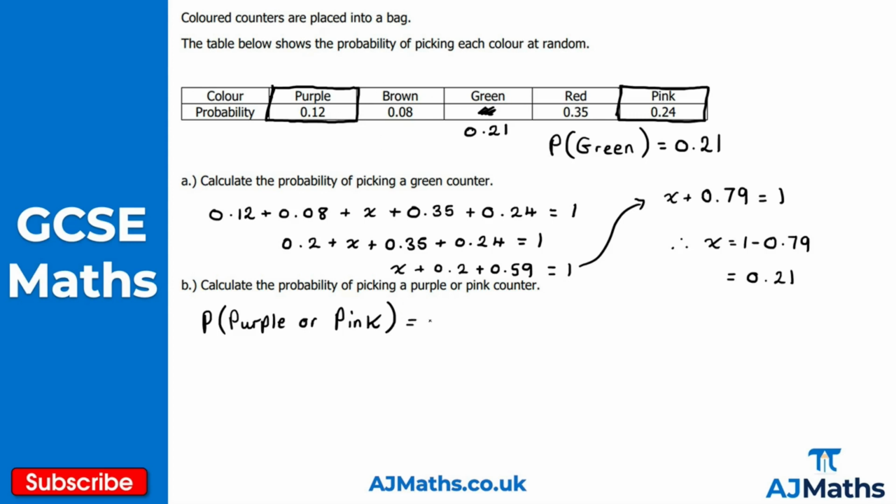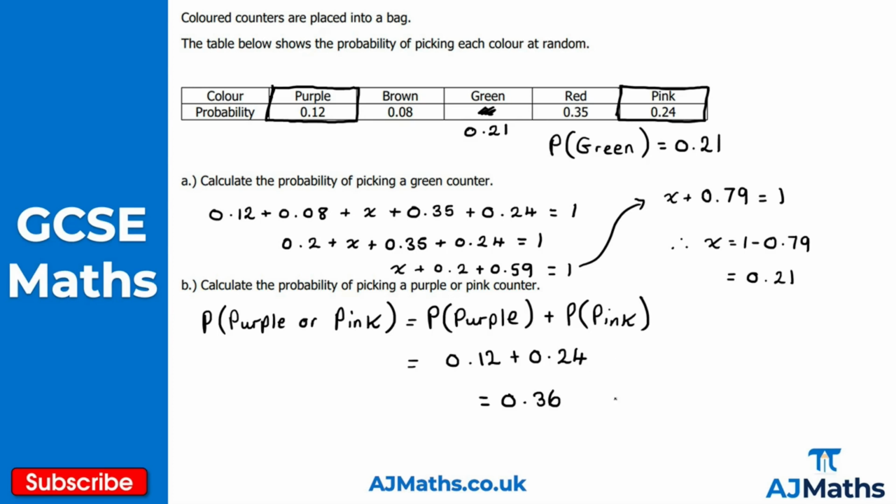So that's going to be the probability of purple plus the probability of a pink counter. You don't need to show quite as much detail as I'm doing here. You could just go straight into 0.12 plus 0.24. But again, I just want to make sure the actual intuition behind this is clear. So the probability of a purple counter is 0.12. Probability of a pink counter is 0.24. And then if we add these together, I'm going to get 0.36 there. Okay. So the probability of a purple or pink counter is 0.36.